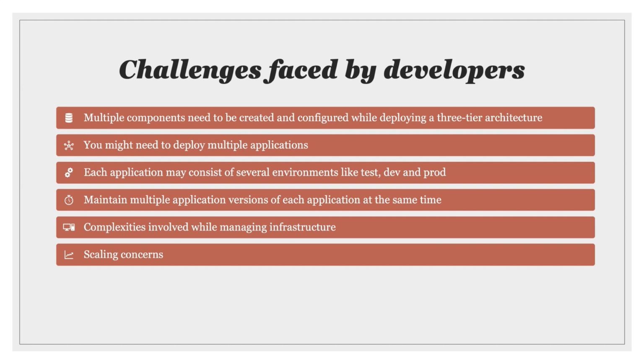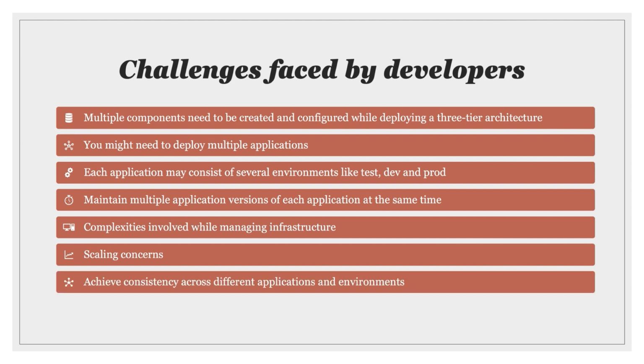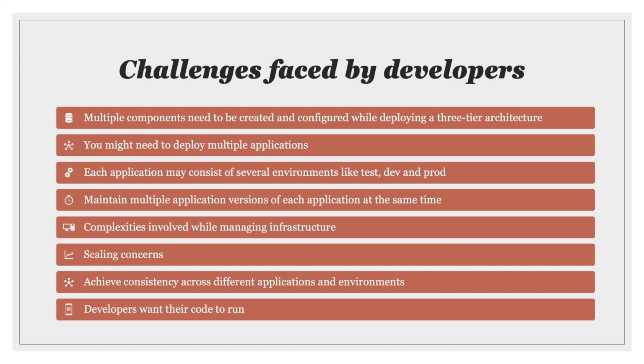You might have some scaling concerns. You will be using auto scaling in most of the applications so that you can automatically scale out or scale in, I would say increase or decrease the number of instances based upon the patterns of the incoming traffic, time of day, and the demand. You want to achieve consistency across different applications and environments. Overall, as a developer, you want your code to run. So you'll be using Beanstalk to solve these challenges or issues.